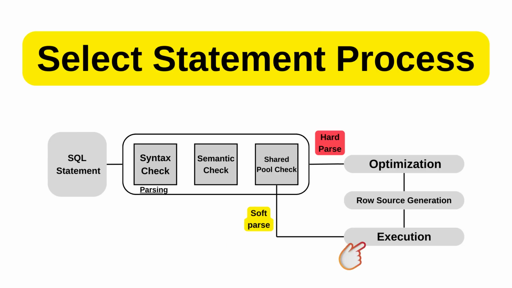Afterwards, we move on to the execution step. We want to access all columns and rows of the employee table in the query. First, the relevant blocks in the data file are read by the server process. The read blocks are brought to the database buffer cache. Read blocks can already be found in the database buffer cache.